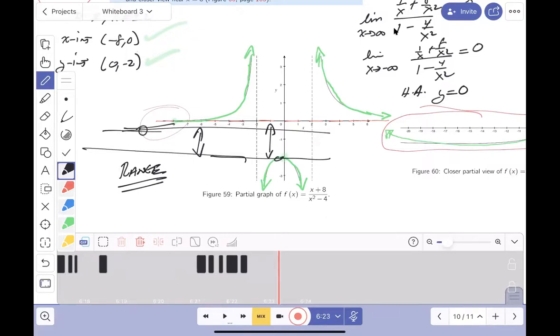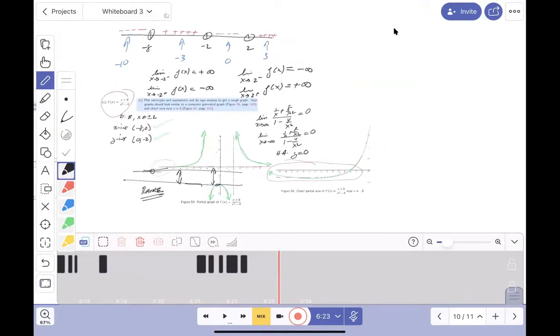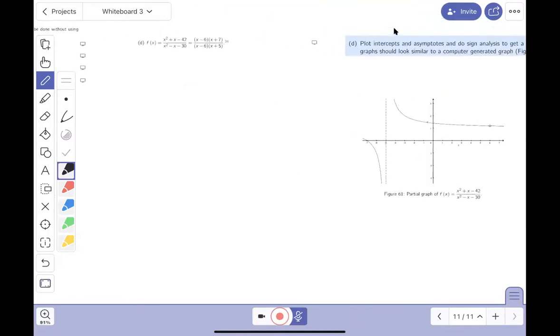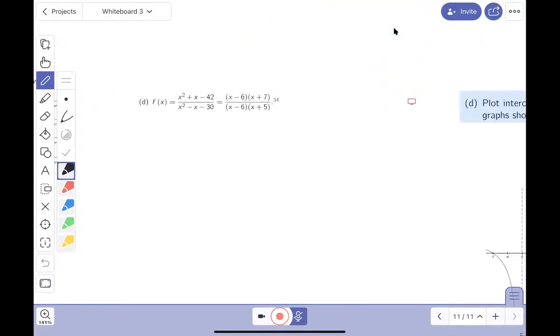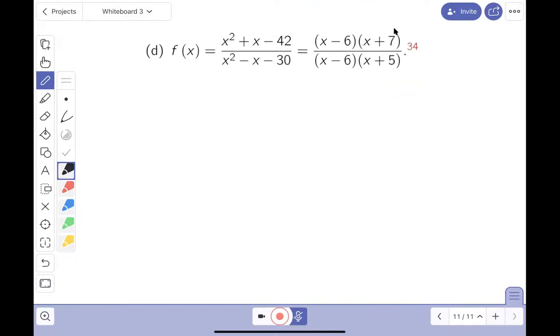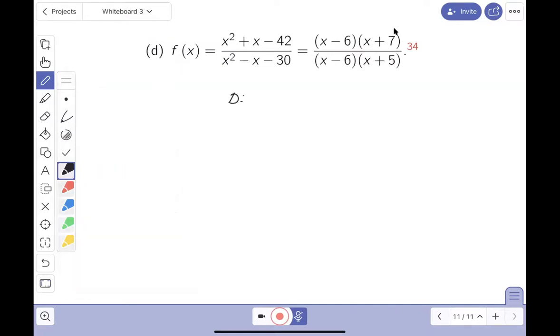When you get there, you'll get there. All right. Let's talk about the next thing. And I think we're done with that. And we'll go to letter D now. And this is D. All right, I can put domain down: all real numbers. X can't be 6, and X cannot be -5. I think I can put down an X-intercept and a Y-intercept.